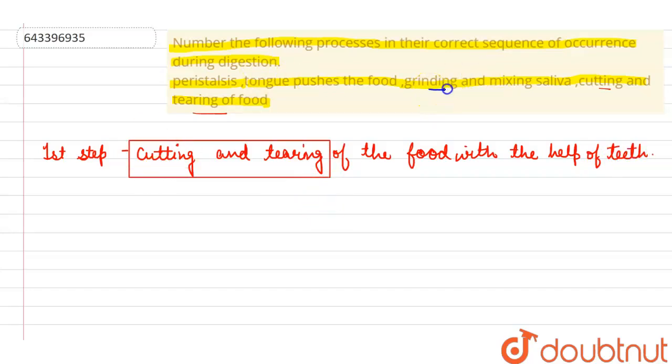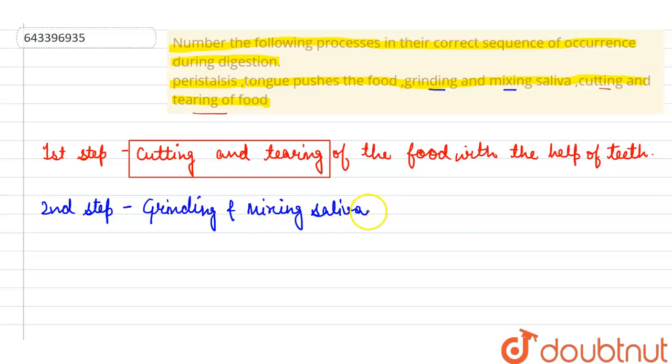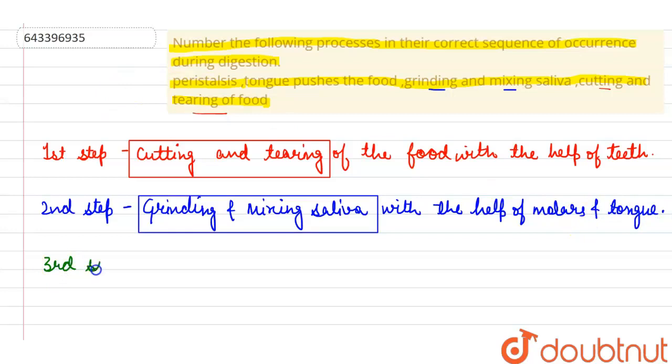Second step will be grinding and mixing of saliva into the food. This step will be done by molars and tongue with the help of molars and tongue.